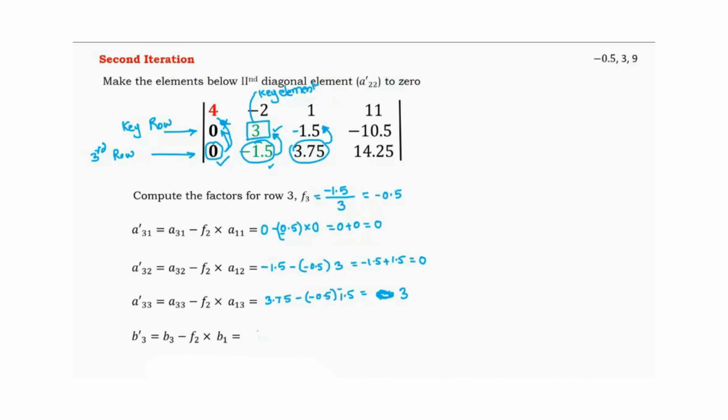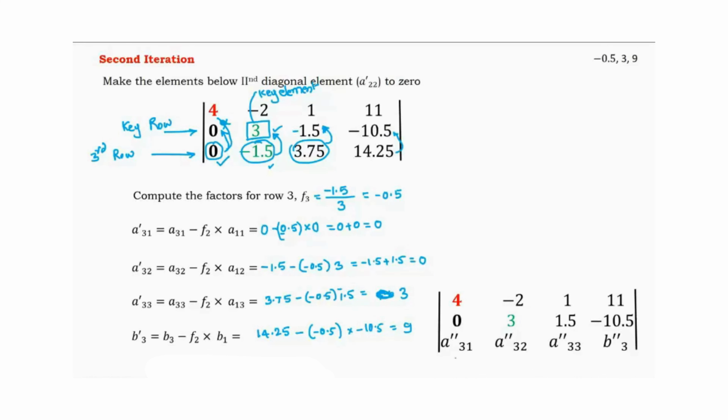Similarly, you have to compute B3. The B3 value is 14.25 minus of minus 0.5 into the corresponding element, which is minus 10.5. So half of 10.5 is 5.25, and 14.25 minus 5.25 is 9. Am I right? Now we have written it here. Already this is 0, this is 0, and its value is 3, and this value is 9.